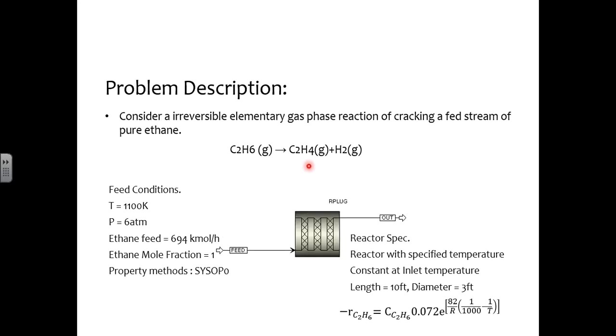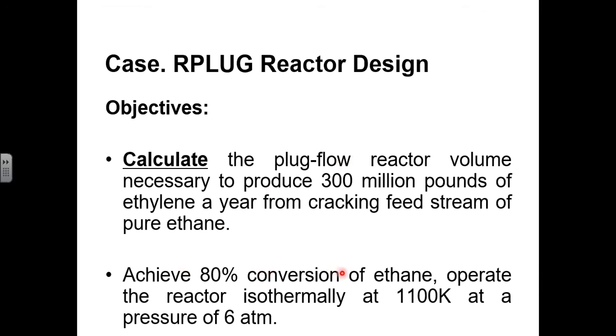We have been given this reaction that ethane, which is in gaseous state, its cracking takes place and ethylene and hydrogen are produced. It's a vapor phase reaction. Ethane is the only feed in the system. There are two outlets of this system. And achieve 80% conversion of ethane, operate the reactor isothermally at 1100 Kelvin at a pressure of 6 atm.